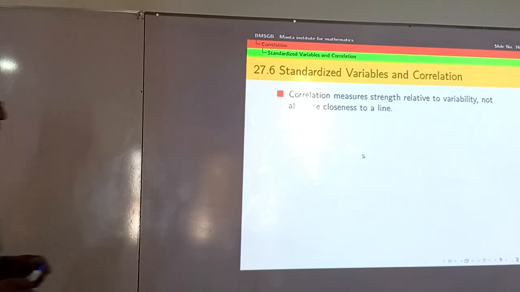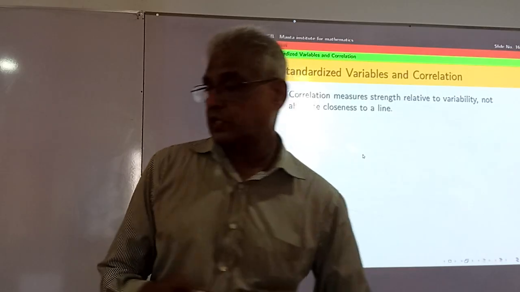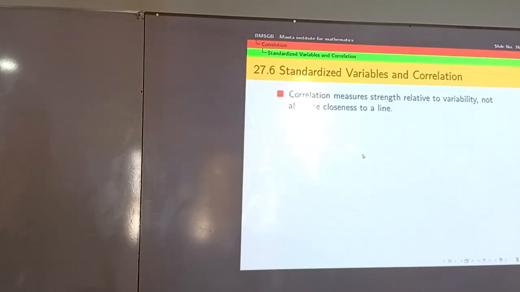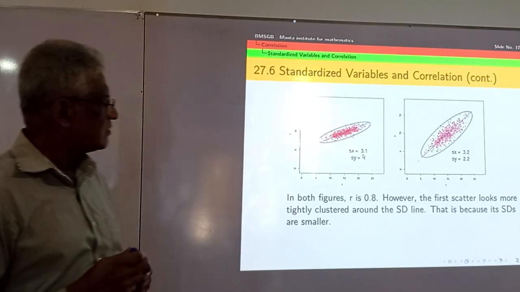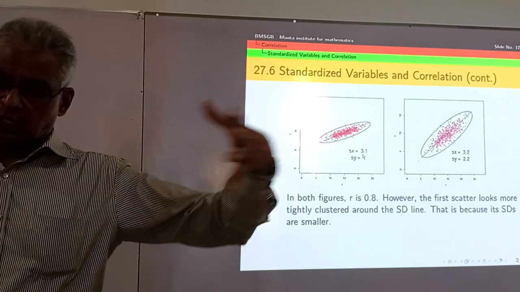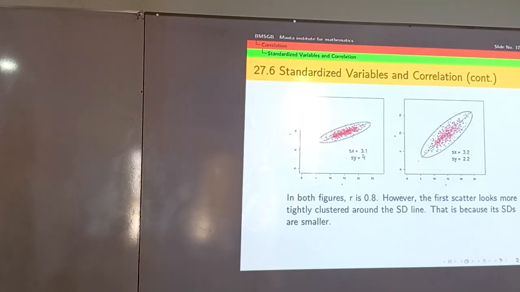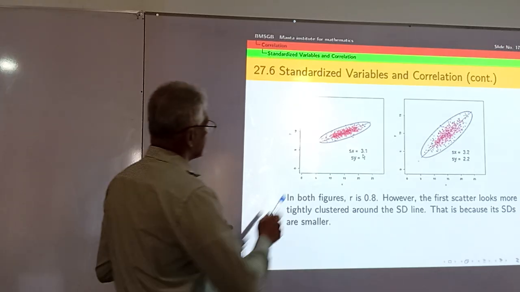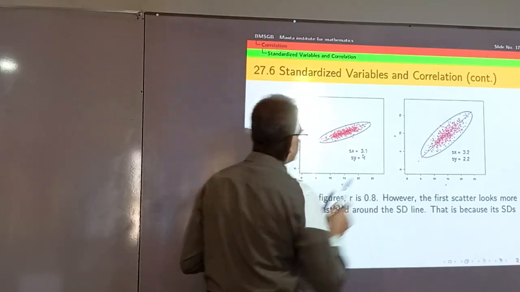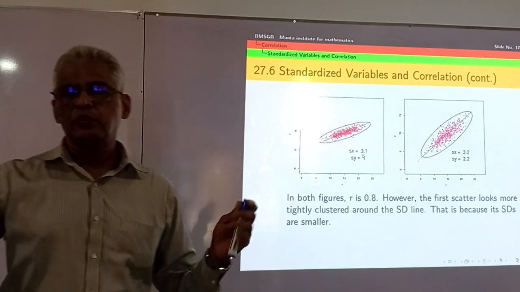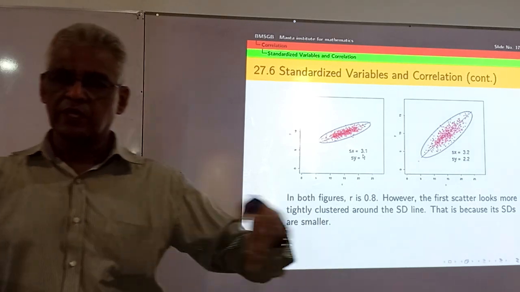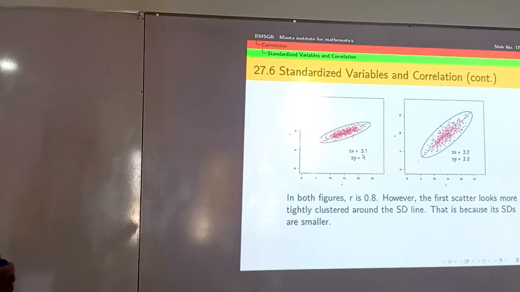Now, correlation measures the strength relative to the variability, not absolute closeness to the line. Right. So, in order to explain what this means, we can look at these two graphs, for example. Suppose we have some data, we have drawn the scatter diagrams, and suppose the scatter diagrams were like this. In this case, notice that the scales are the same here. This scale and this scale is the same. Of course, if you want to compare two graphs, you have to produce the graphs on similar scales. Otherwise, you cannot compare anyway.